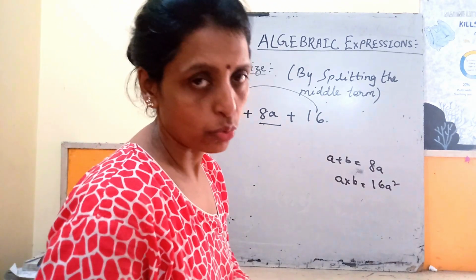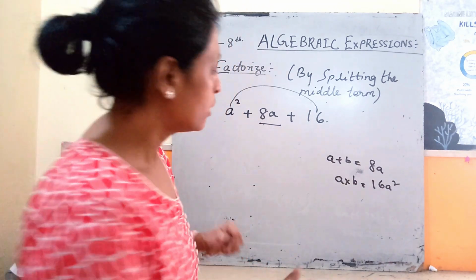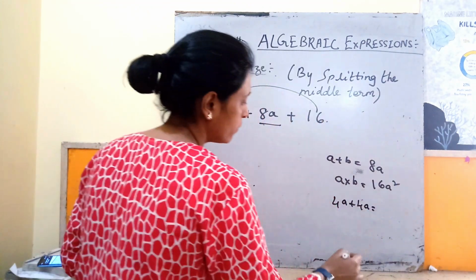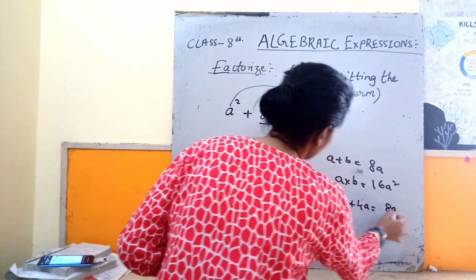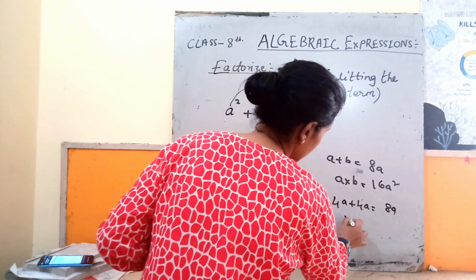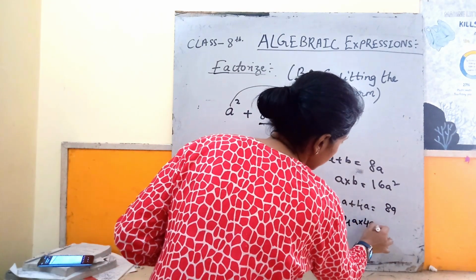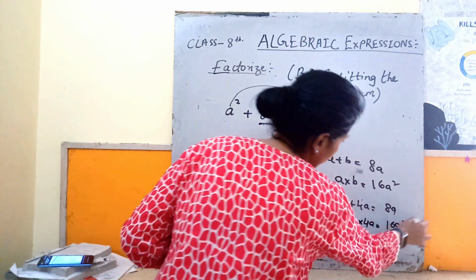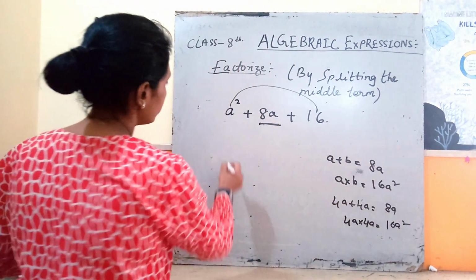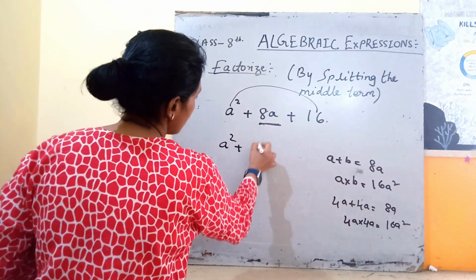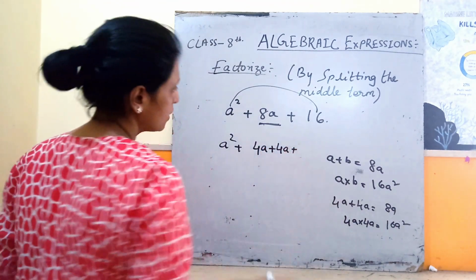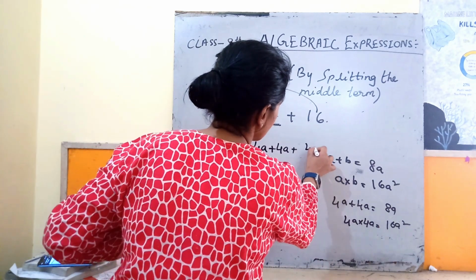split this 8a into. Okay, so it will be 4a plus 4a. Why? Because when we add these two, we get 4a plus 4a is 8a. We got this splitting term, and the same factors, when they are multiplied, we get 16a square. That satisfies our condition. Okay, so in place of 8a we will write 4a plus 4a, and 16 can be written as 4 into 4.